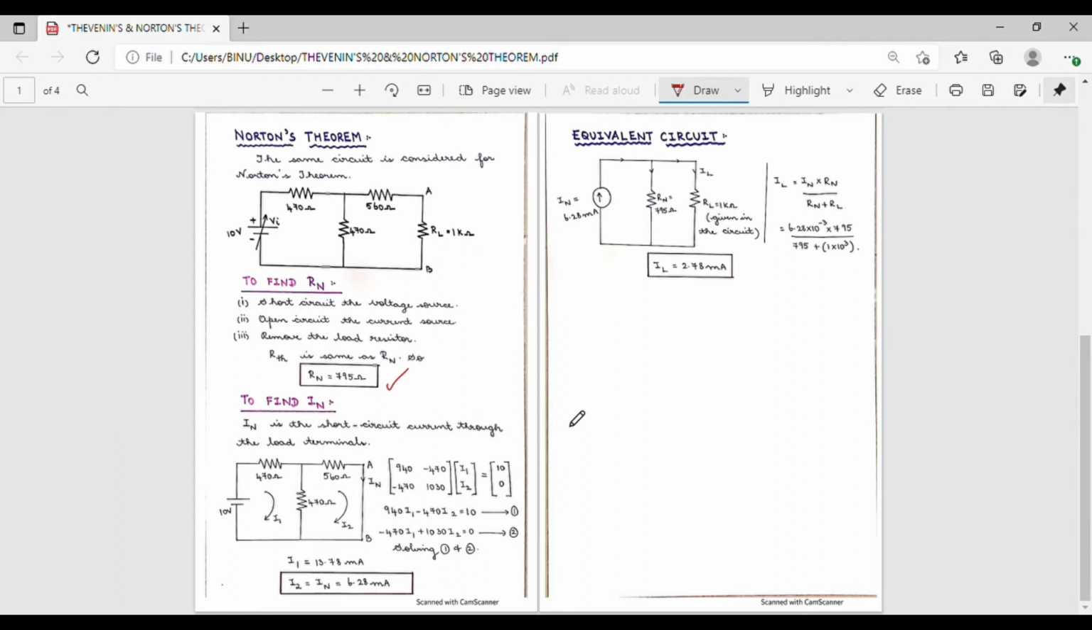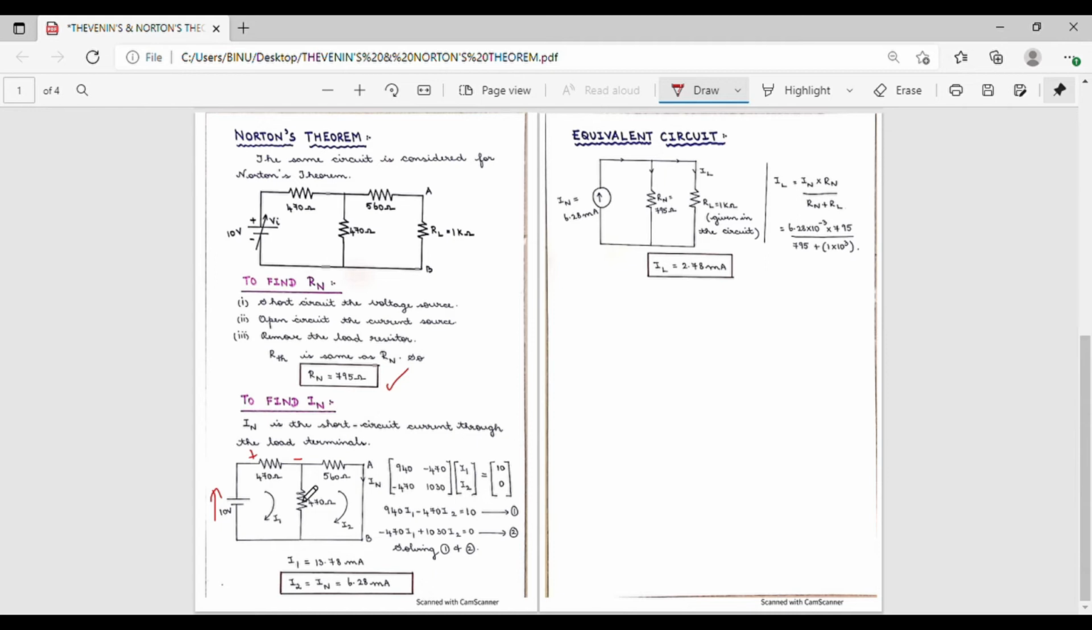If we apply KVL in loop 1, the current is flowing from the negative towards the positive, so the towards direction has to be considered. So the value of voltage is going to be plus 10 volt. Regarding the sign convention of the resistor, the current entering direction is positive and leaving direction is negative. Always the leaving direction sign has to be considered for the resistor. So, the voltage drop across this 470 ohm resistor is found to be minus 470 into I1.